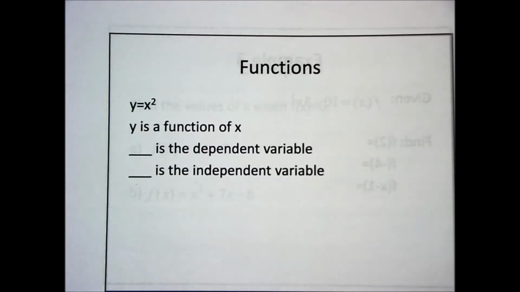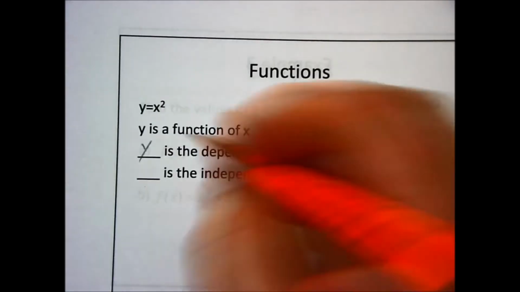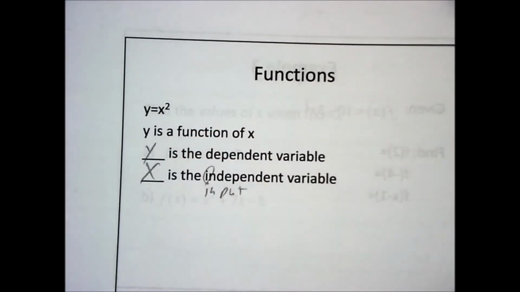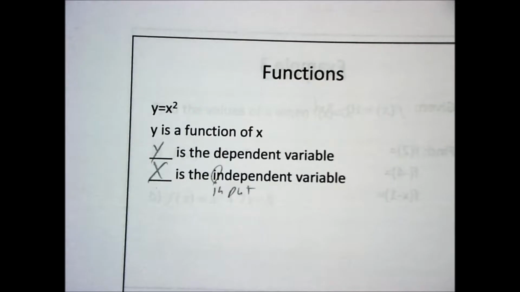For functions, y equals x squared, again, the classic function where y is a function of x. What is the dependent variable and the independent variable? Y is the dependent, because it depends on what x is. It depends on the input value. The output value is your dependent. The input value is independent. Okay? So that is a function.